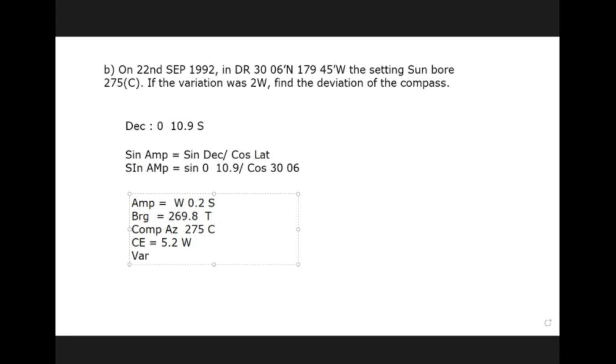Variation is equal to 2 west. So what will be the deviation? 3.2 degree west, क्योंकि दोनों हो गए तुमको मिले. ये हो गया तुम्हारा एम्पलीट्यूड का प्रॉब्लम. ठीक है ना? So we will not start anything now.